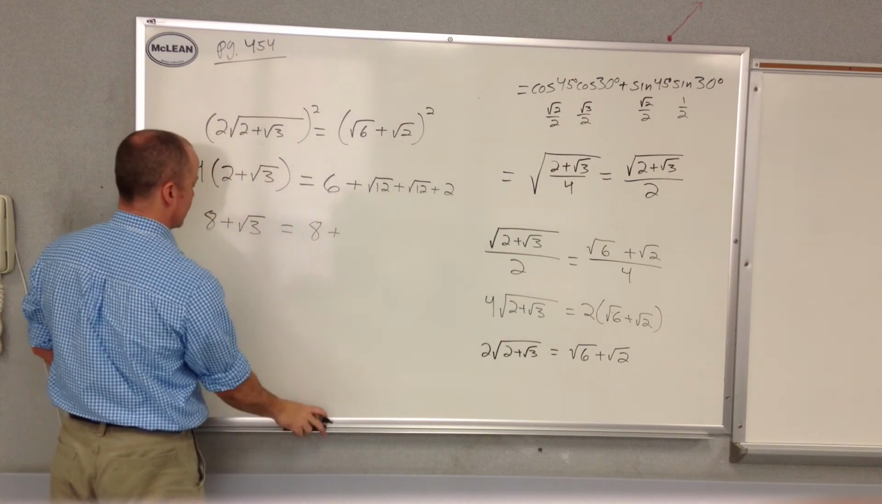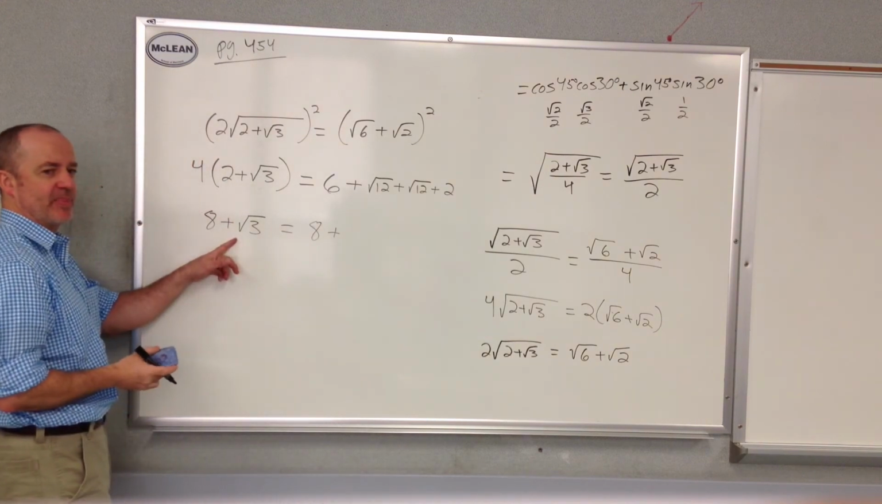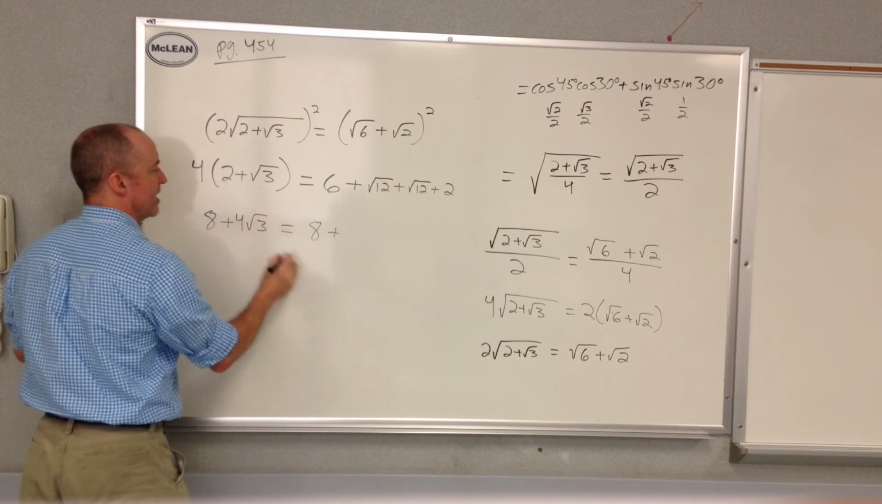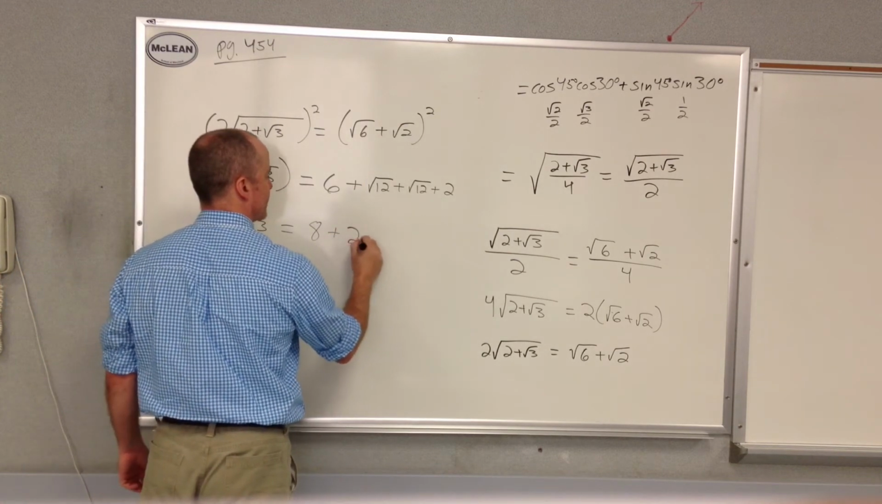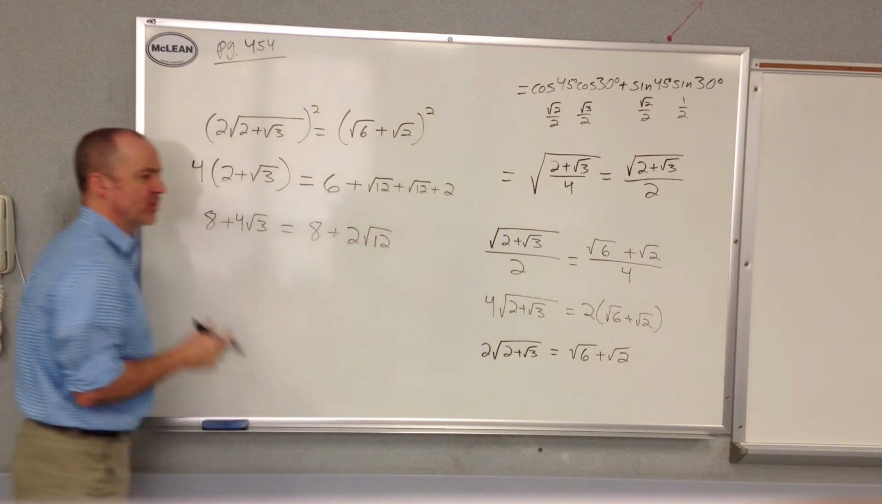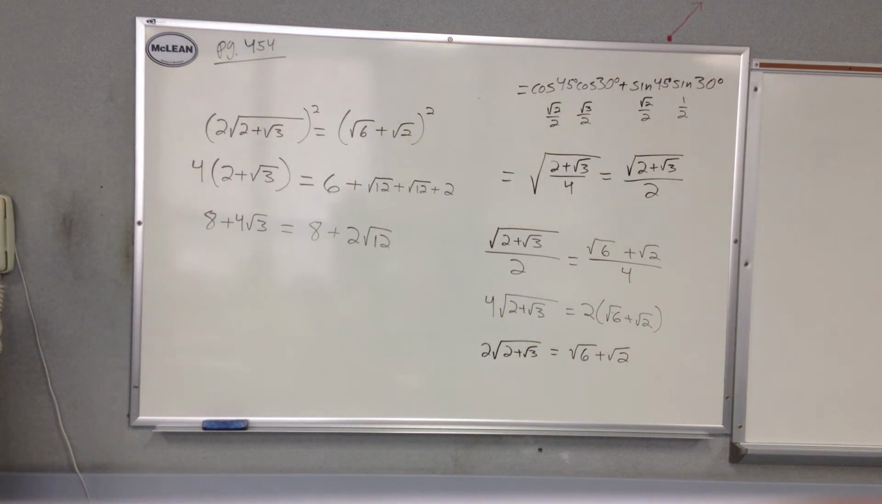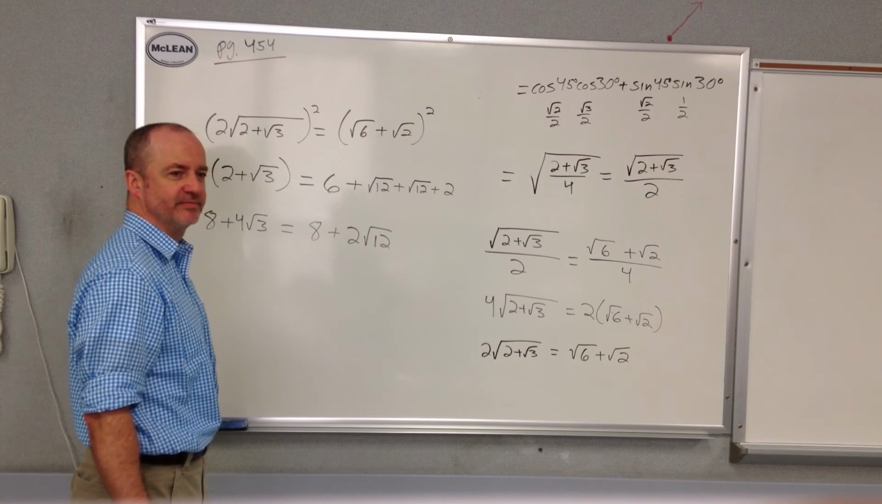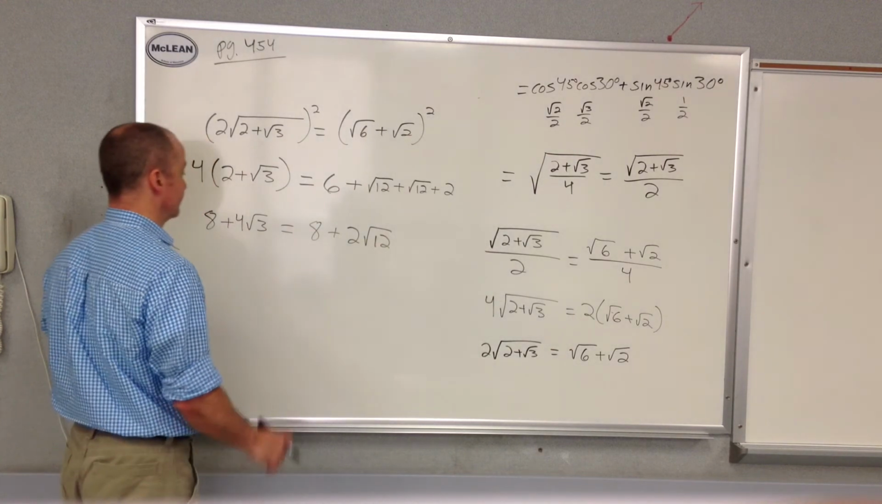I'm sorry, that's not right. What mistake did I just make here? You didn't put a 4 in front of root 3. Did not fully distribute the 4. Very good. Over here, I'm going to get 8 plus 2 root 12. How close are these to being the same thing now? Very good. Closer.